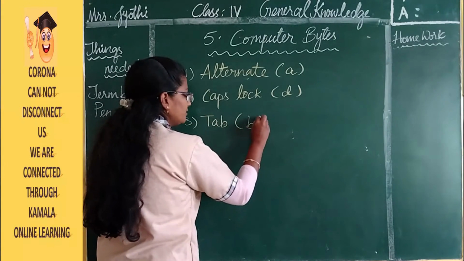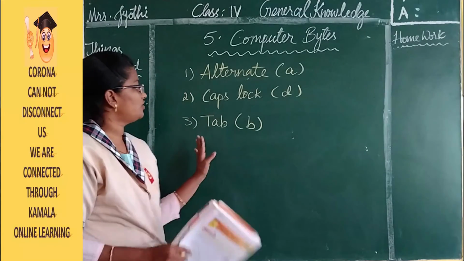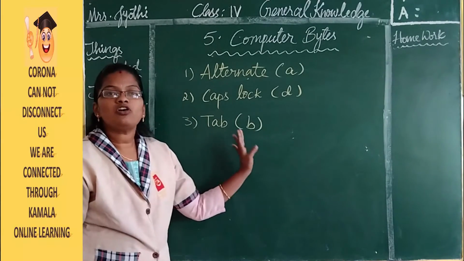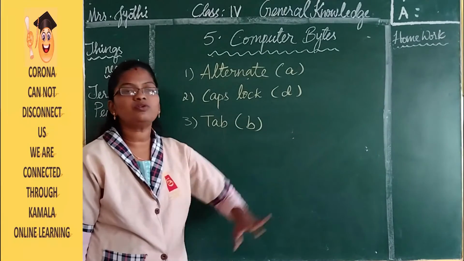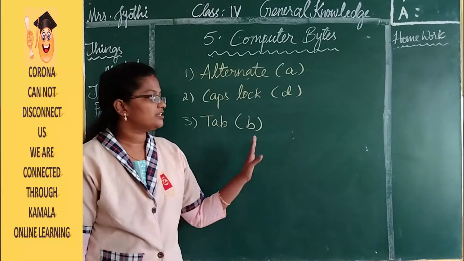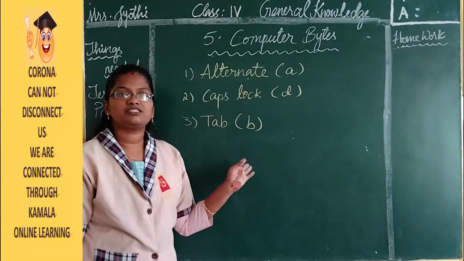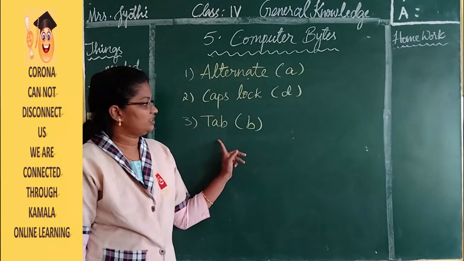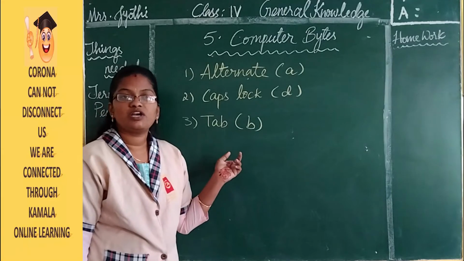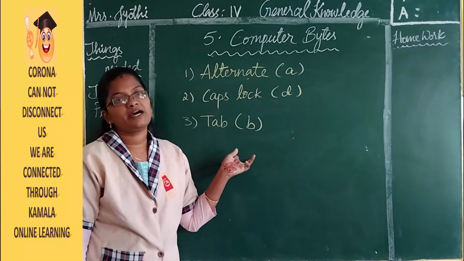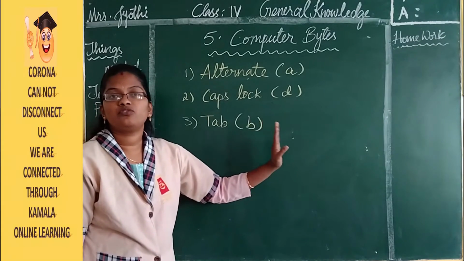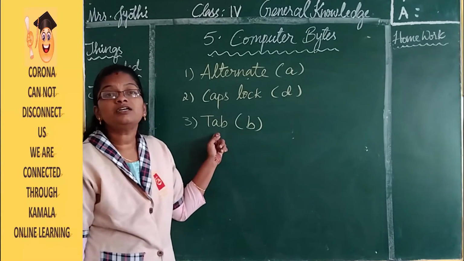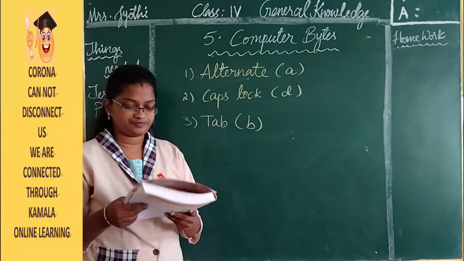That is option B. So if you press the tab key, 4 finger space, at least 3 to 4 finger space, the cursor is going to move towards the right side. If you want only 1 finger space, you have to press the space bar key. If you want 3 finger space or 4 finger space at a time, you have to press the tab key.